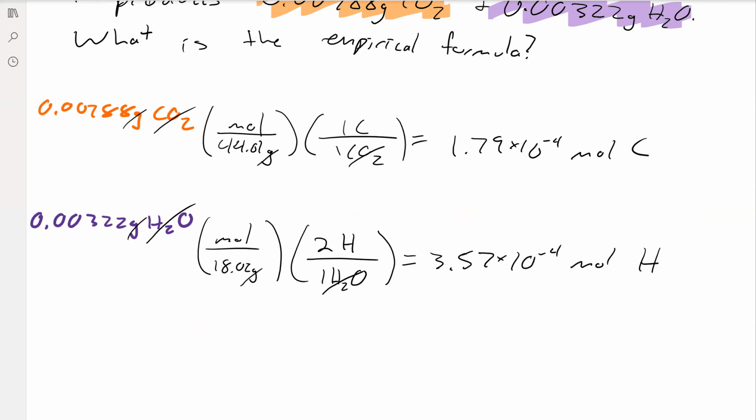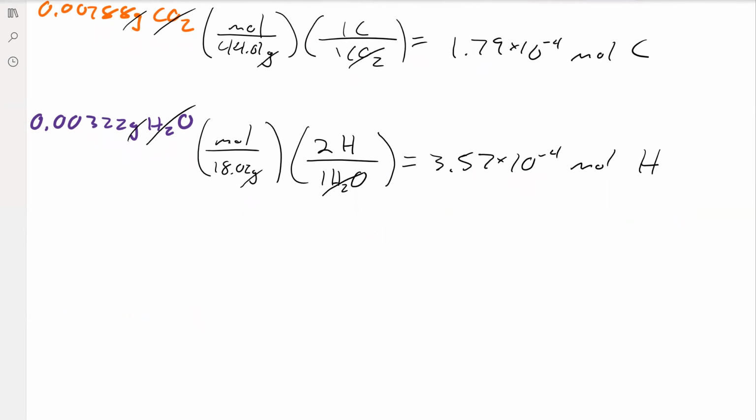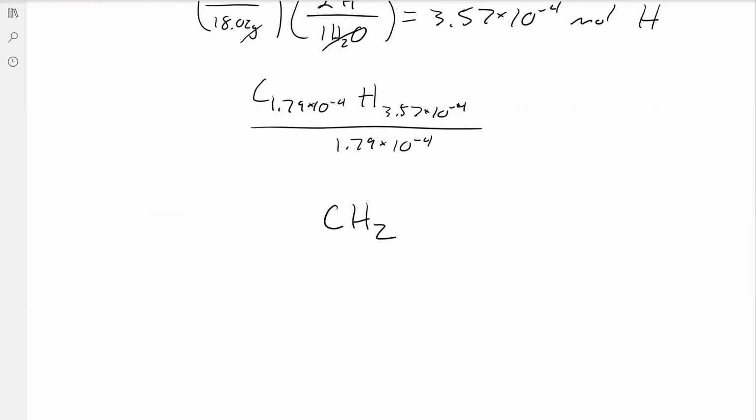All right, so there's how many moles of carbon and hydrogen were from our sample, and then we just follow the steps from our section on how to discover empirical formulas. We write the empirical formula with all these numbers, 1.79 times 10 to the negative 4, and then hydrogen, 3.57 times 10 to the negative 4. Divide both sides by the smaller number, which is 1.79 times 10 to the negative 4, and then we get CH2. That's our empirical formula.